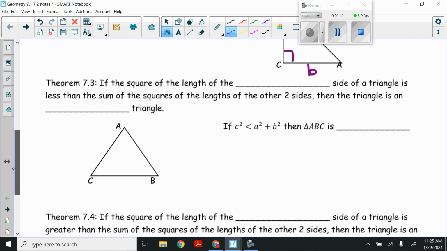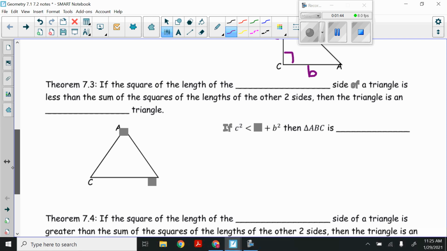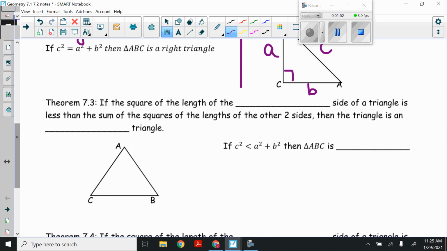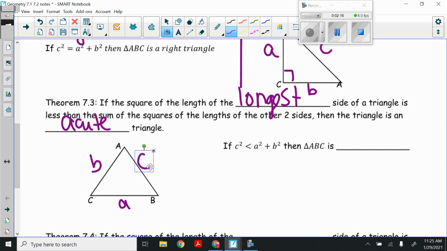Let's talk about some theorems next. So we have theorem 7.3. Theorem 7.3 tells me that if the square of the length of the longest side of a triangle is less than the sum of the squares of the lengths of the other two sides, then the triangle is an acute triangle. So in this triangle, this is angle A, this would be side a, side b, and side c. So if side c squared is less than a squared plus b squared, then we would say triangle ABC is acute.